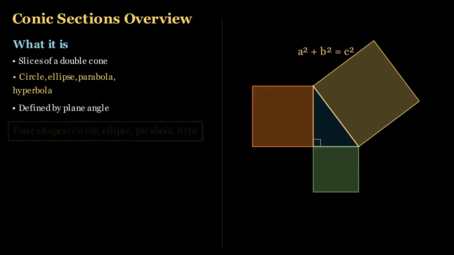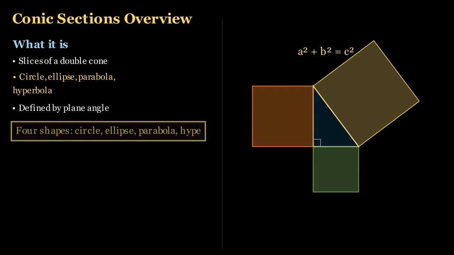If you slice straight across, parallel to the base, you get a perfect circle. Tilt the paper a little, and the circle stretches into an oval called an ellipse. Tilt it further, so it's parallel to the side of the cone, and you get a U-shaped curve called a parabola. Finally, if you tilt the paper so it cuts through both cones, you get a pair of matching curves called a hyperbola. So, conic sections are simply the family of curves you get by slicing a double cone with a plane.